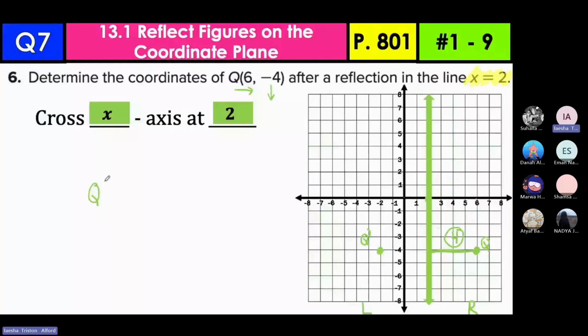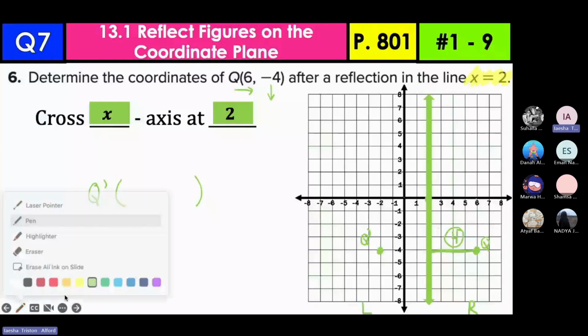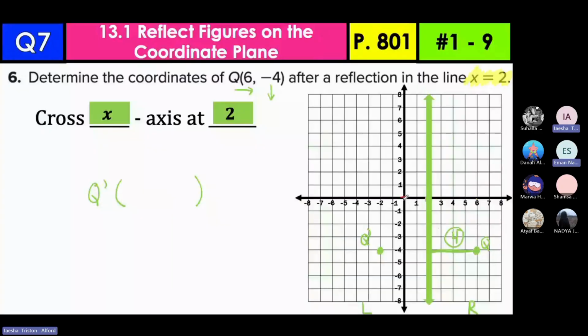Then you have to say, where is it? Remember, when you say, where is it? You must start from 0, 0, the middle of the graph. Do not start counting from the green line. You must start counting from the middle of the graph, the origin, 0, 0. So where is Q prime? At -2 and -4.